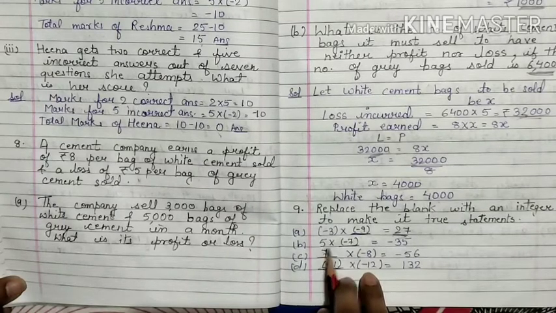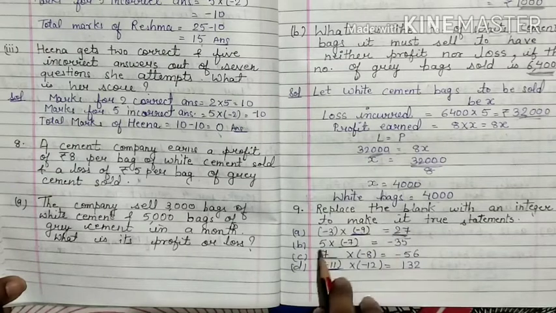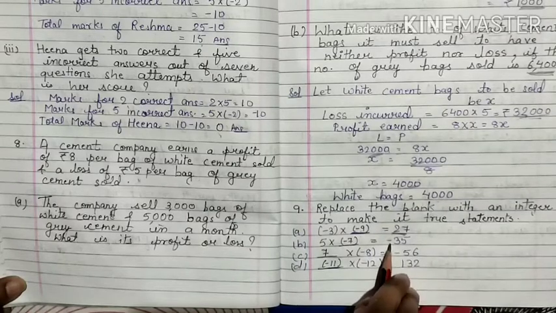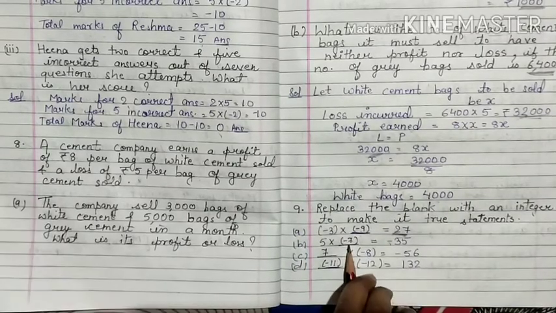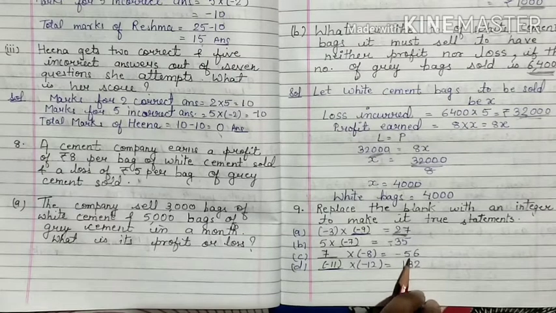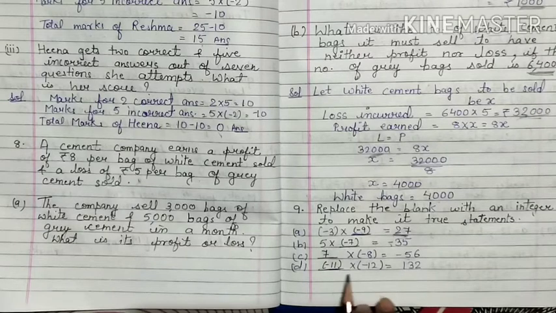B part, 5 into dash equals minus 35. So we know that 5 sevens are 35 and here is minus. So we get minus 7. Dash into minus 8 equals 56. Minus 56. Then 8 sevens are 56.